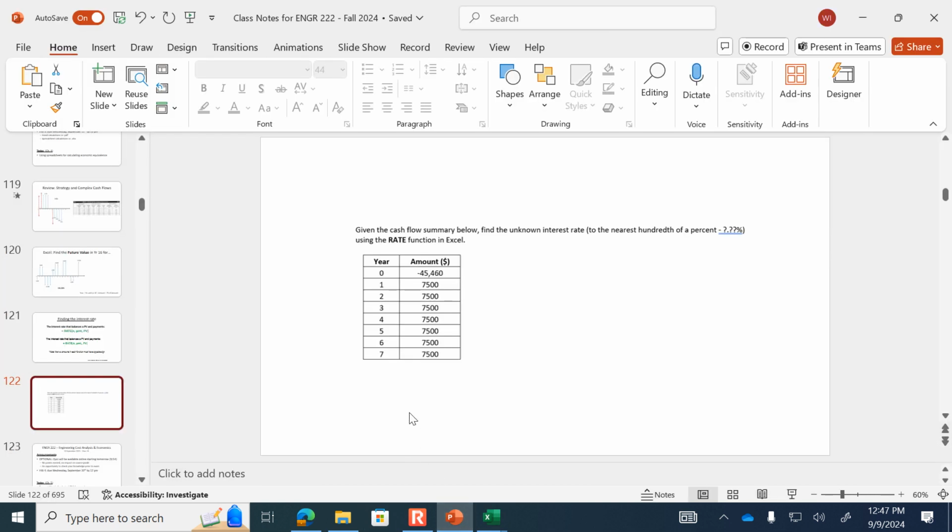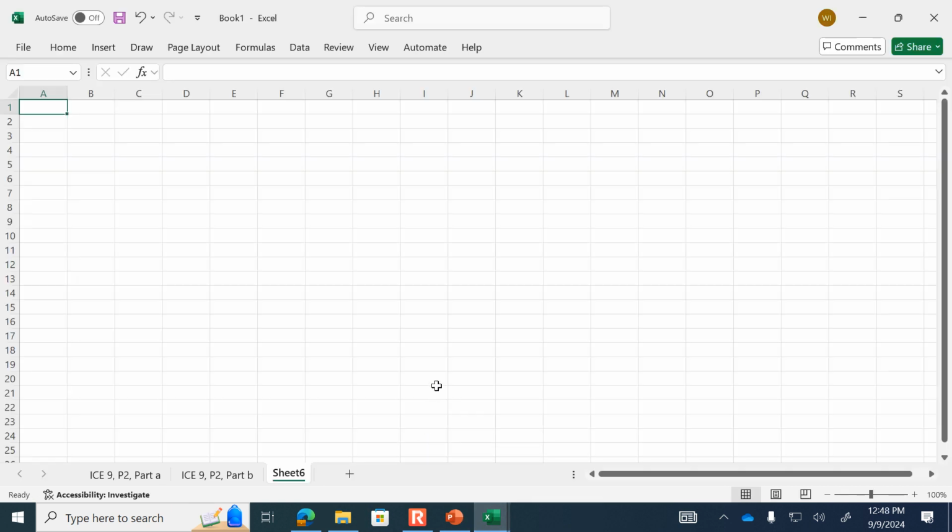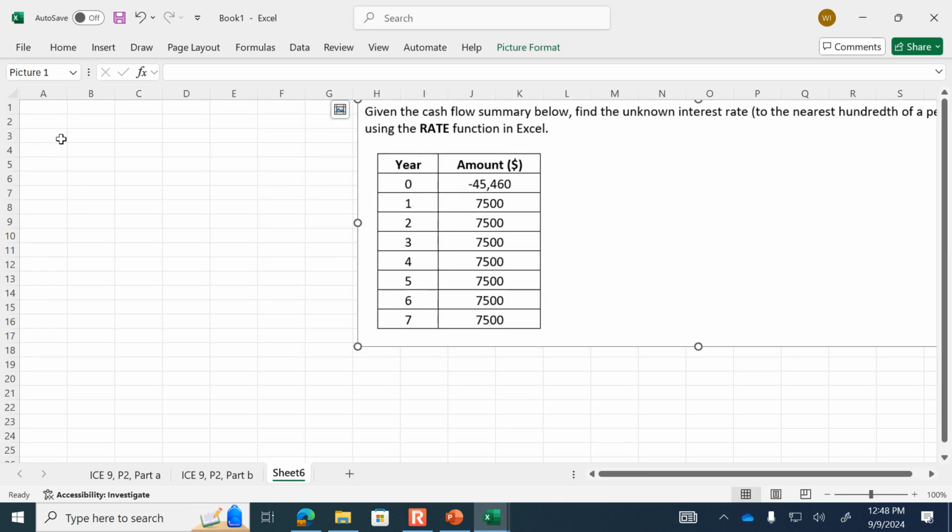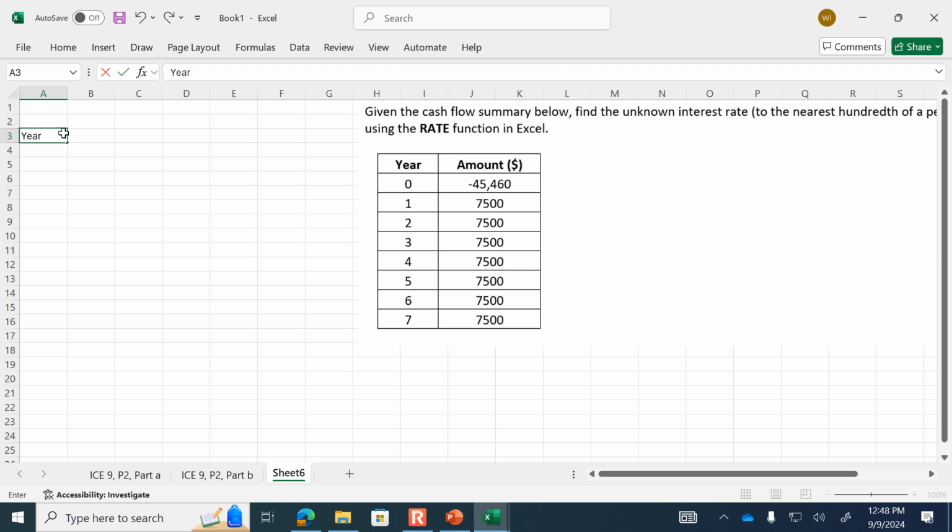The cash flow diagram is here. Let me paste it so that I have it visible as I set up my calculations. Okay, so year, amount, so year 0 down through 7. We still got loads of time here. 2 minutes is an eternity with Excel. Minus 45,460, and 7,500.